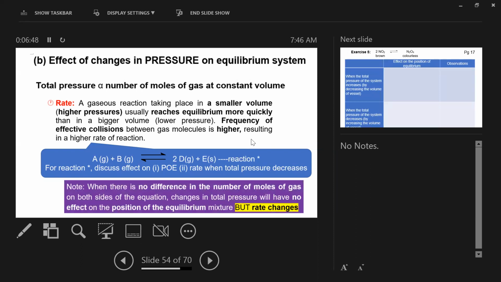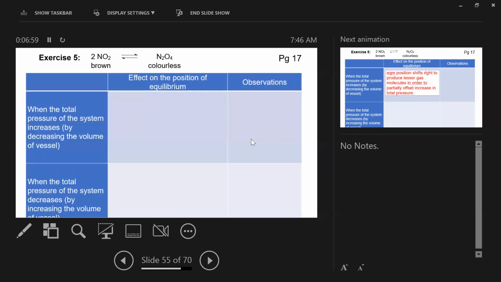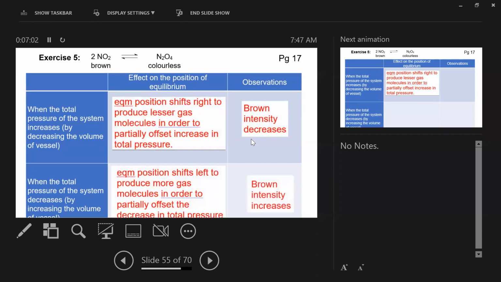There's no change in POE because there's no difference in the number of gaseous particles, but the rate definitely changes because the concentration of your gas particles changes. So this is what you should have copied down also. Any issue from here?